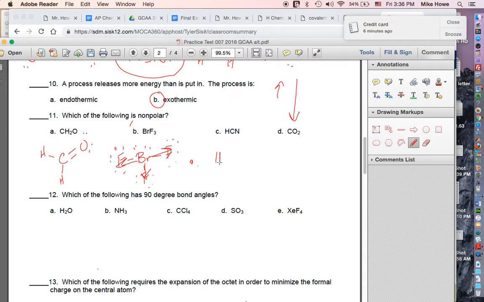Okay, this molecule looks like this: HCN. And that's going to be linear. The electrons are going to move this way. They're going to move this way and also that way, so they won't cancel.